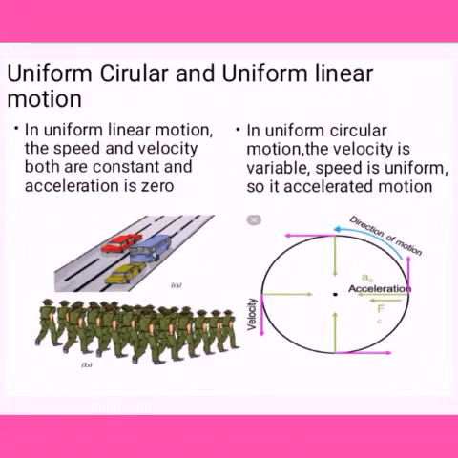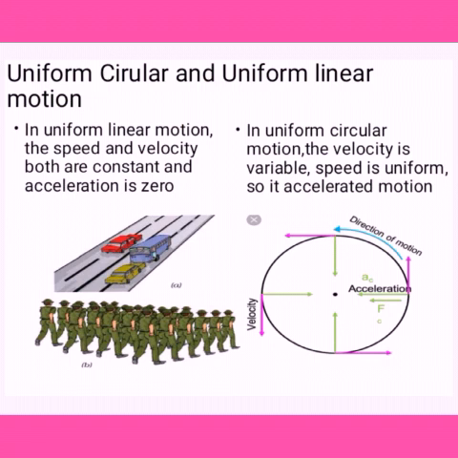Uniform circular motion. When a particle moves with a constant speed in a circular path, its motion is said to be uniform circular motion. In this type of motion, a particle travels equal distance along the circular path in equal intervals of time. So, the speed of the particle will be uniform, but the direction of the motion of the particle changes at each point of the circular path.